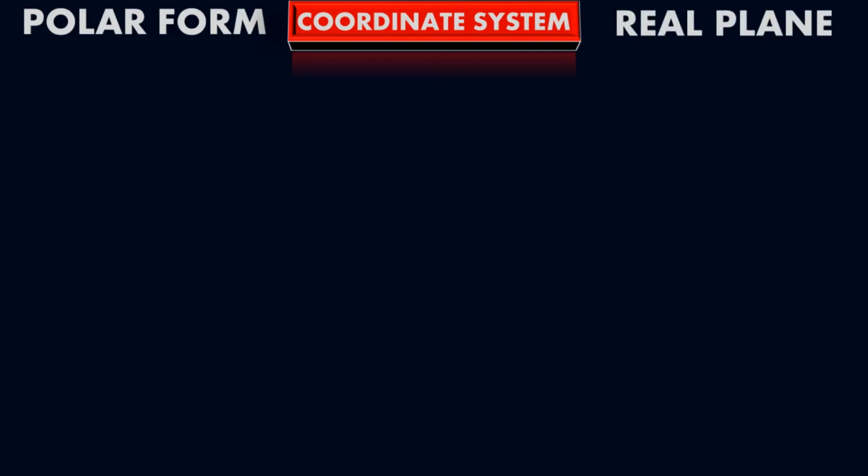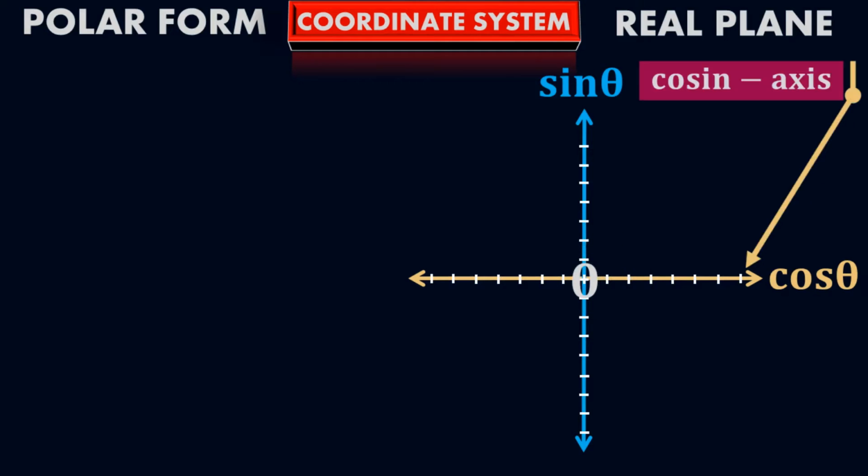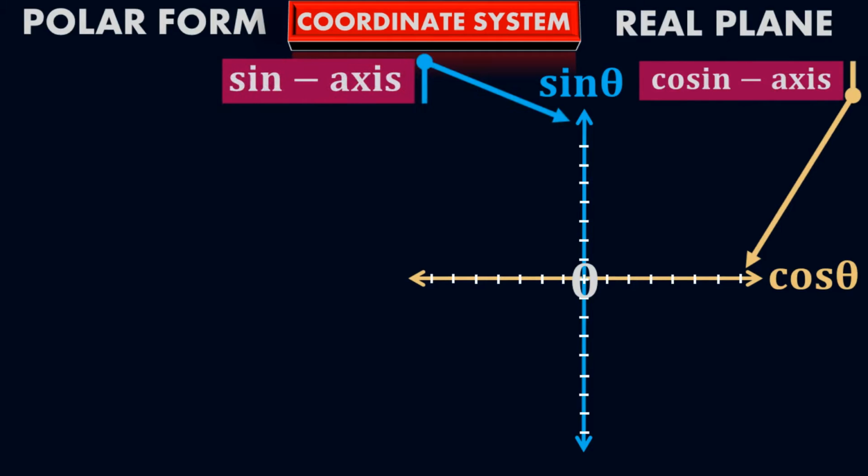Real plane for the polar form. We need to discuss the real plane for the polar coordinate system. There you go, the real plane of the polar coordinate system. We are at the center, we have the origin, which is 0. This horizontal line is my cosine axis. This vertical line is my sine axis.